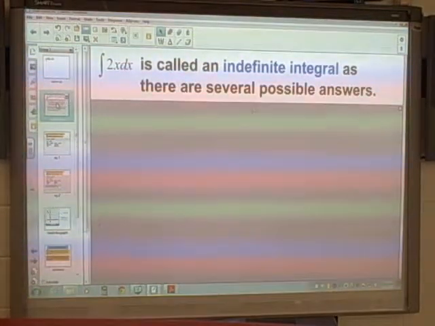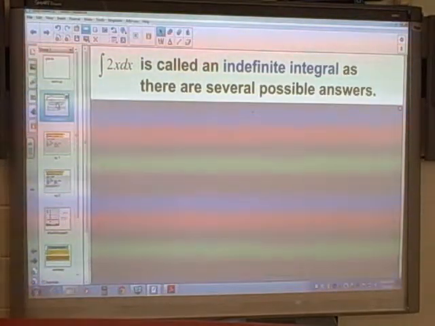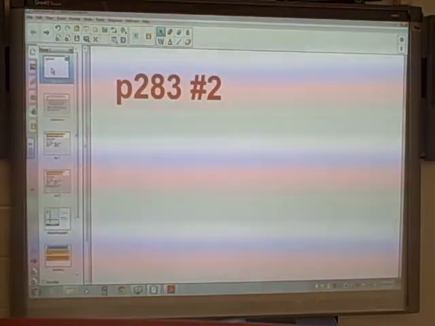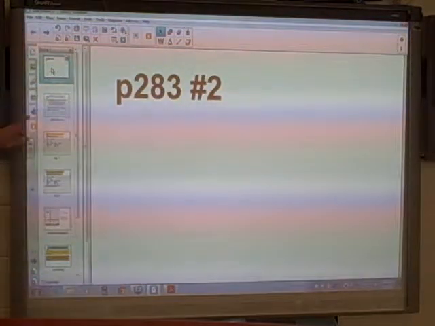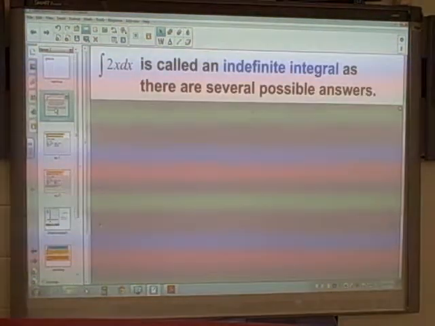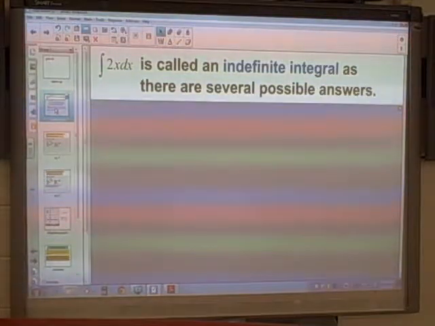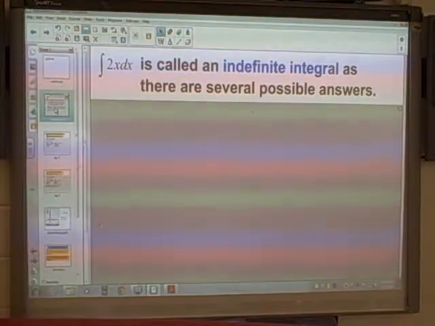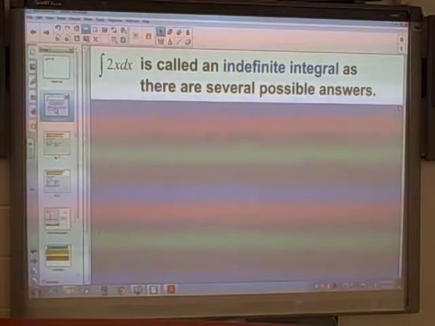So this is the second lesson in chapter 16. If you are absent, you might want to look at the warm-up, which is page 283, question 2. Last lesson we looked at what's called indefinite integrals, where there's lots of possible answers, and that's the one where we put plus c at the end of our answer.